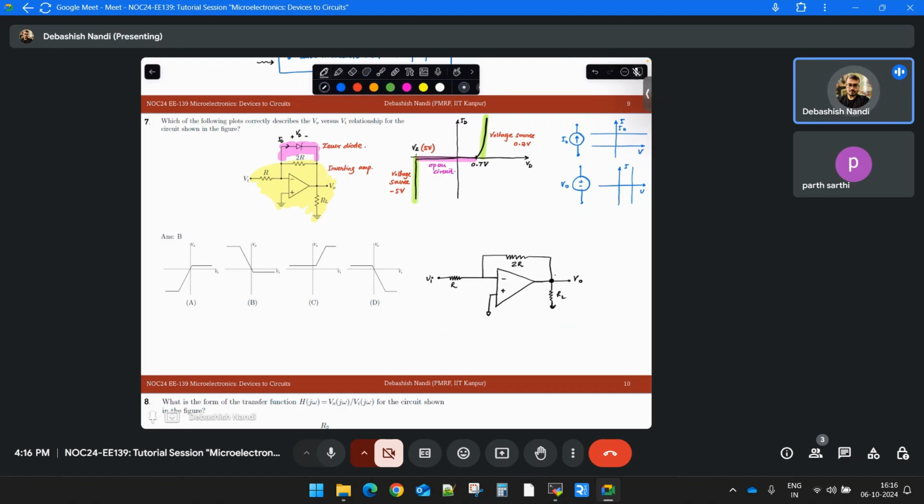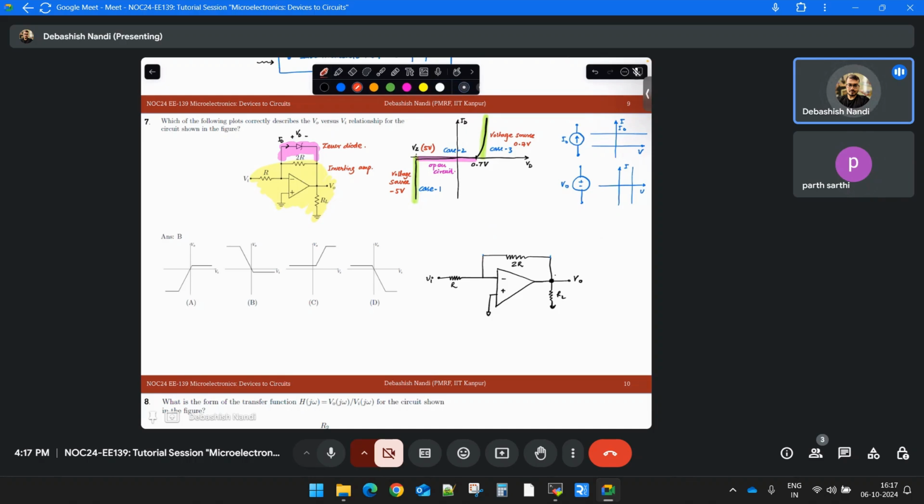So now what we will do? We have how many cases? This is, let's say, case 1, this is case 2, this is case 3, right? We have three kinds of cases. In one case, it will be a 0.7 volt voltage source. In another case, it will be minus 5 volt. In another case, it will be just an open circuit. Now we need to find out what these regions are.